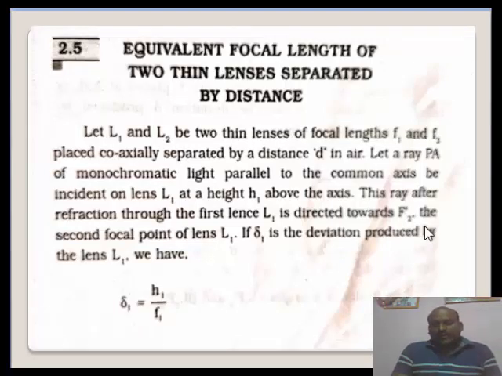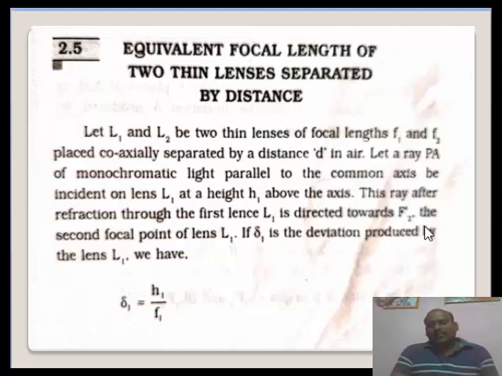Equivalent focal length: here L1 and L2 are the two lenses of focal lengths F1 and F2. We all know what focal length is: it is the distance between the focal point and the pole. For the first lens L1, the focal length is F1. For the second lens, the focal length is F2. They are placed coaxially, separated by a distance d, the distance between the two lenses.